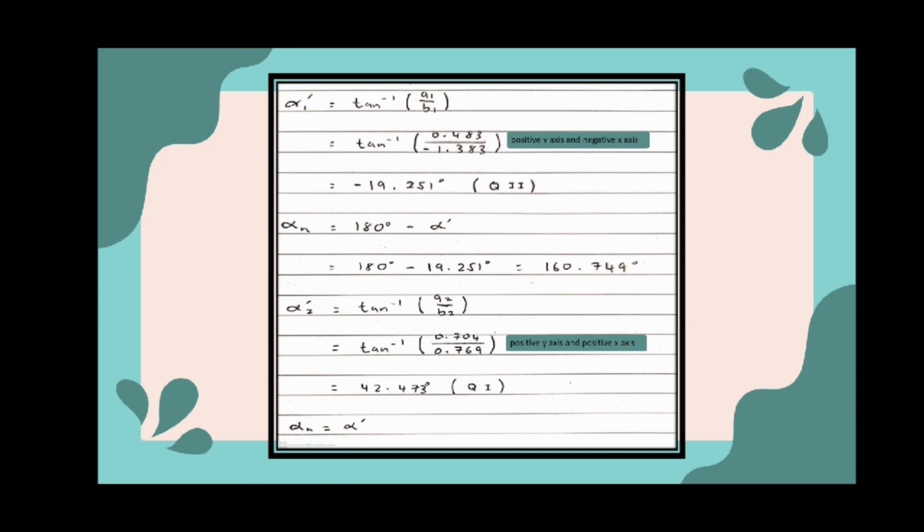-19.251 degrees. Here, the positive y-axis and negative x-axis appear, so the value can be concluded to be in quadrant 2. Because of that, 180 degrees minus 19.251, and the final answer for alpha 1 is 160.749 degrees. For alpha 2, the final answer is 42.473 degrees. Here, there is no need to add or minus the value because it has positive y-axis and positive x-axis, so the value is in quadrant 1.